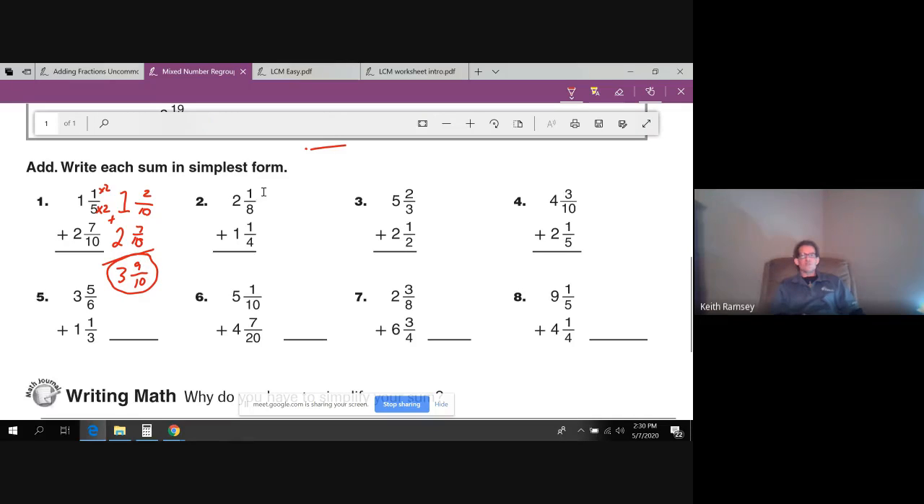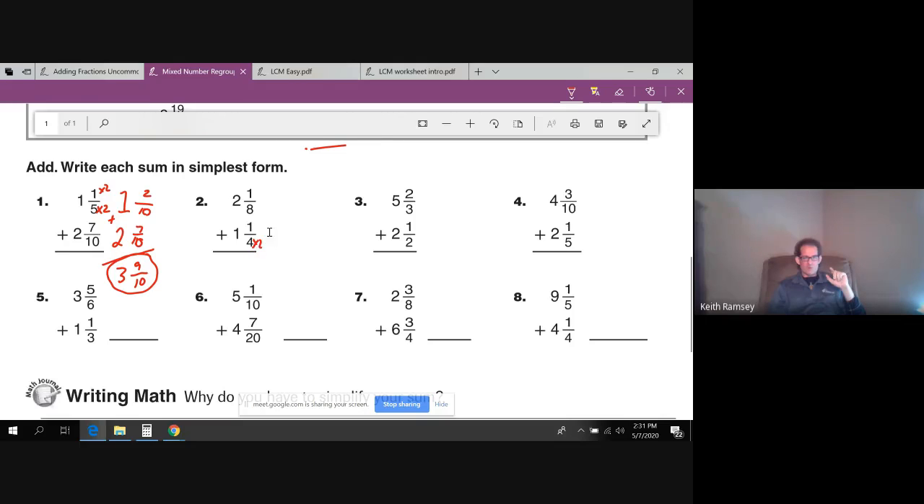Okay, let's look at 2 and 1/8 and 1 and 1/4. Between 4 and 8, I have to find a least common multiple. 4 is not prime, but it is a factor of 8. 4 times 2 is 8. So I'm not going to change this top mixed number. I'm going to leave it exactly the way it is. I'm just going to change this part right here.